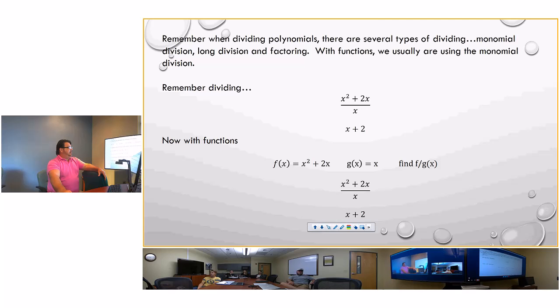Division. X squared plus 2x divided by x. It's x plus 2. But now you have to hold your pinky up. You have to say f of x is equal to x squared plus 2x. G of x is equal to x. Now find f divided by g of x. And that's what you're doing. This did not change any way from what you did back in pre-algebra.